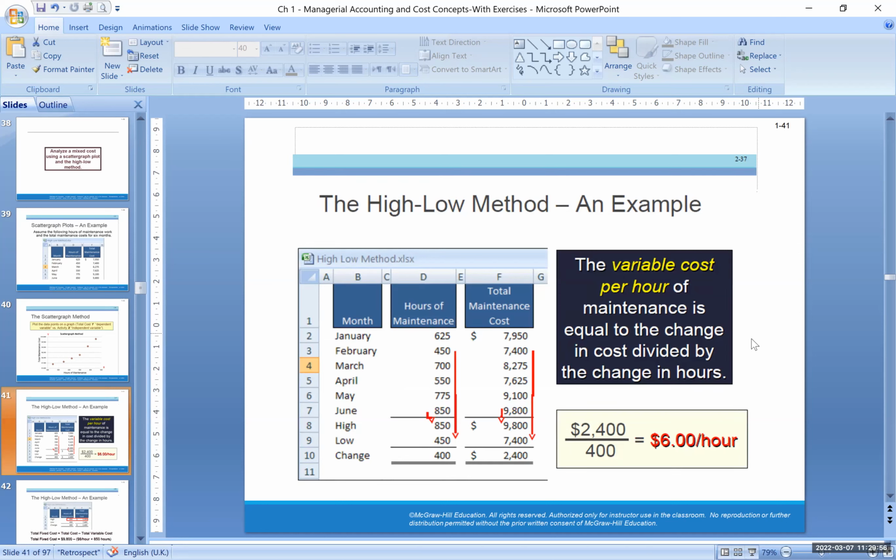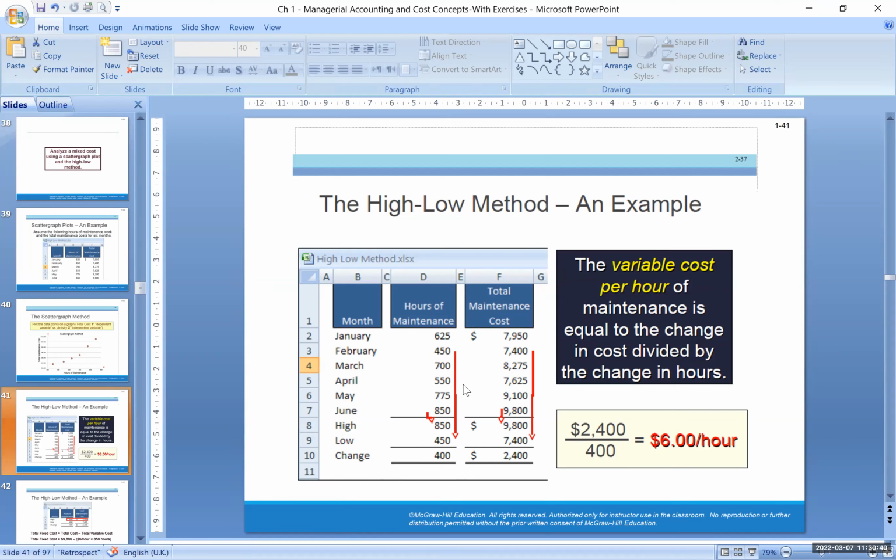More important is the other method, which is called the high-low method. Depending on the same example and the same data, we have 6 months, hours of maintenance, and the total maintenance cost. The key for the high-low method is that we will choose only two amounts: the lowest level of activity and the highest level of activity. Activity means here the hours of maintenance.